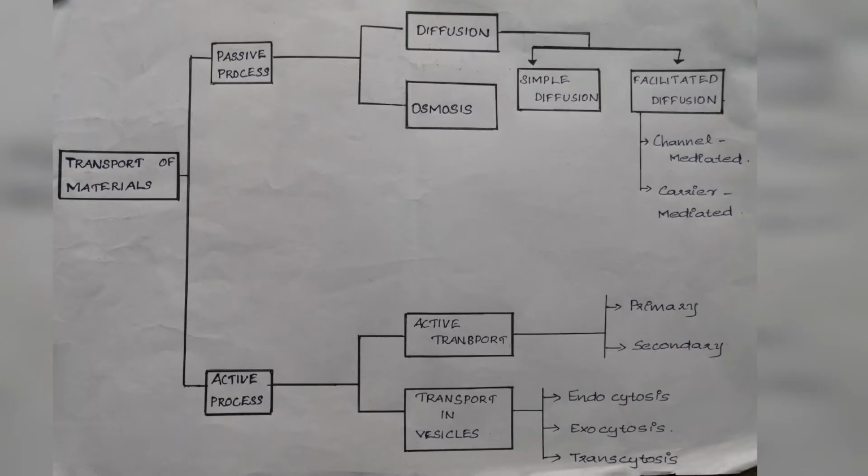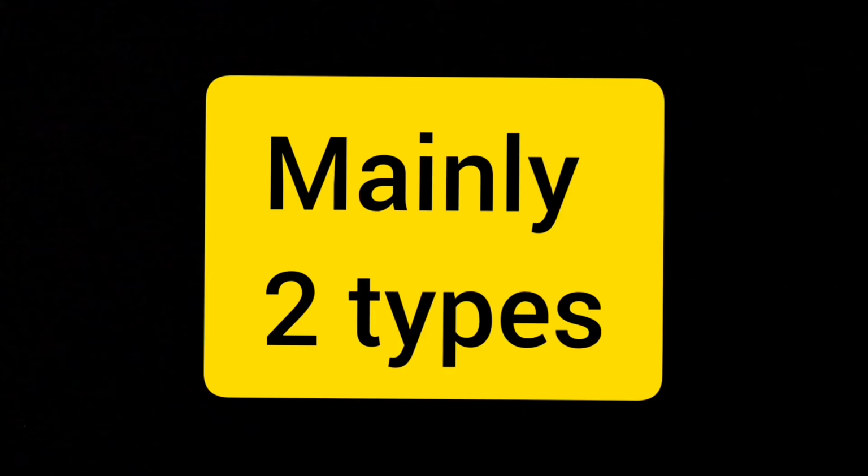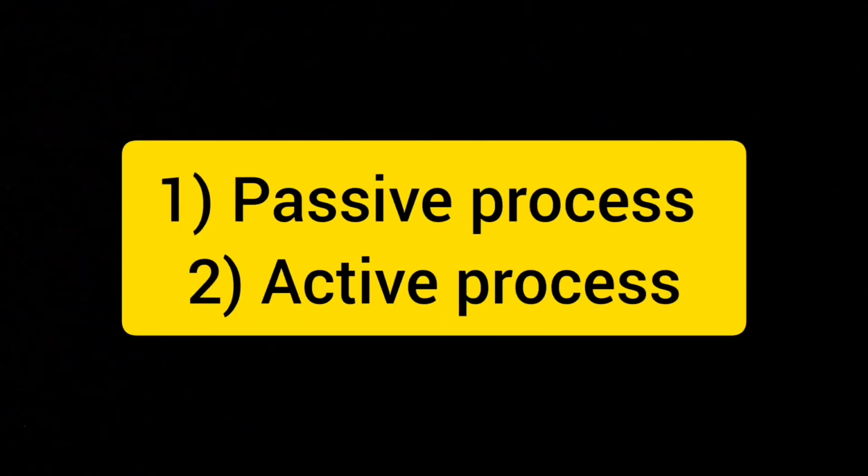Transport of materials into and out of cells is of different types. These types are included in this flowchart. So, take a look. First, transport across the membrane is mainly of two types, passive process and active process, depending on whether energy is needed or not. Passive process does not require energy and active process requires energy. That is the main difference.